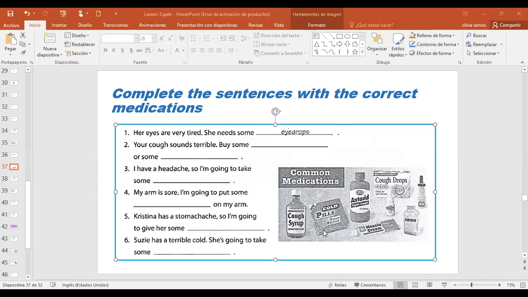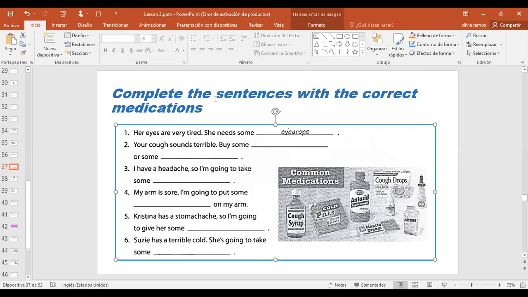So we're going to see the responses for this. Number three. Gabby or Margarita, give me the answer. I have a headache, so I'm going to take some aspirin. Some aspirins, very good. I have a headache, so I'm gonna take some aspirins. Who wants to give me number four? My arm is sore. I'm going to put some maybe muscle cream on my arm. Very good. My arm is sore, so I'm going to put some muscle cream on my arm. Who wants to do number five?